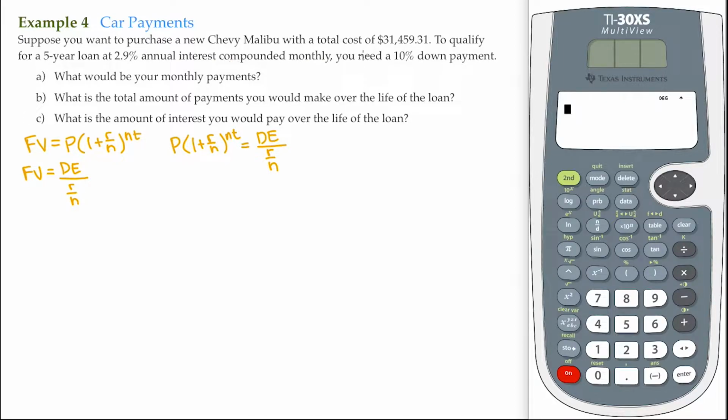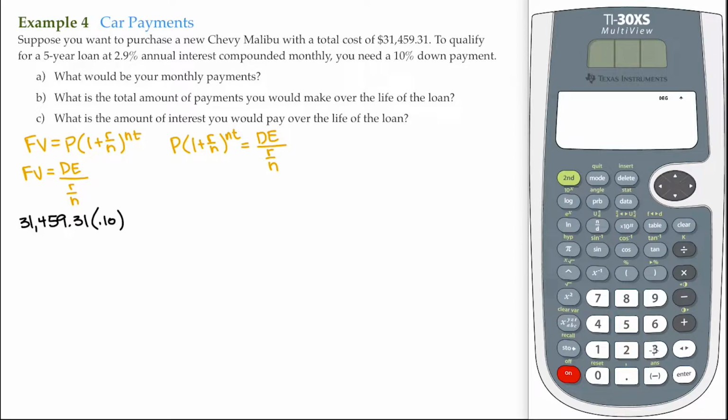So again, I like to go ahead and list all the variables that are stated in here, except let's just be careful here. It says right here, this is the total cost of the car, $31,459.31. But it says in order to qualify for a 5-year loan at 2.9% annual interest compounded monthly, you need 10% of this as a down payment. So the first thing we're going to do is figure out what is 10% of this that you need for the down payment. So we'll take the $31,459.31. And then we could just easily multiply that by 10%.